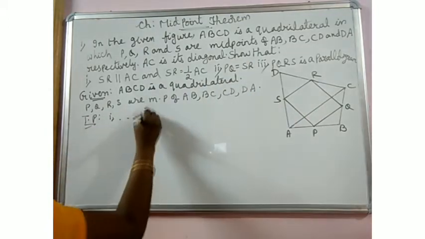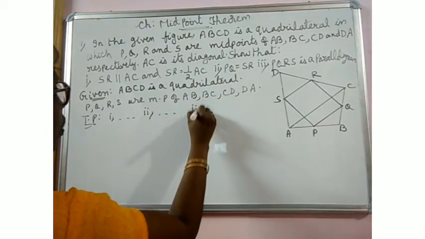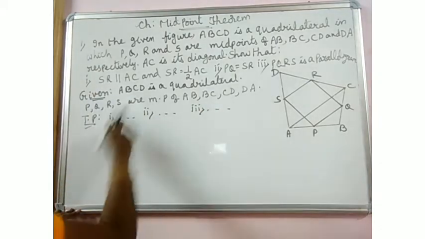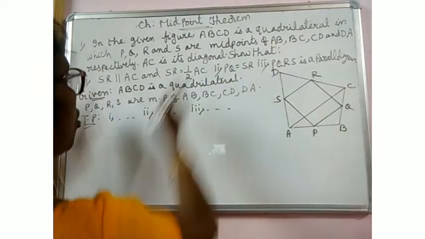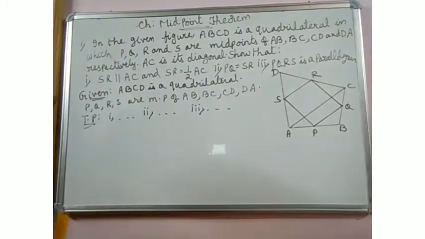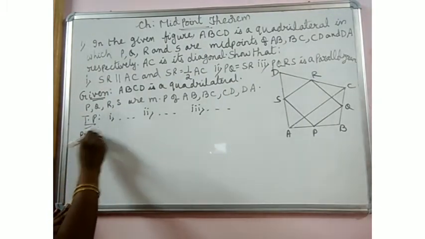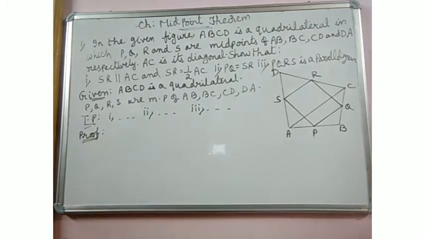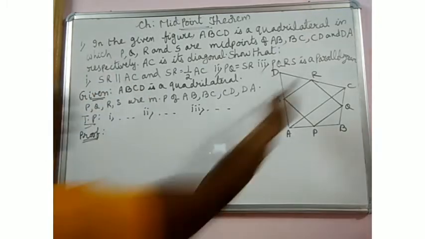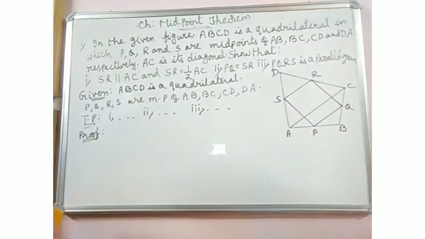First one, I am not going to write again. First bit is this, second bit is this, third bit is this. We have to prove. Now let us come to the proof step. So first work out SR parallel to AC, SR is half of AC.